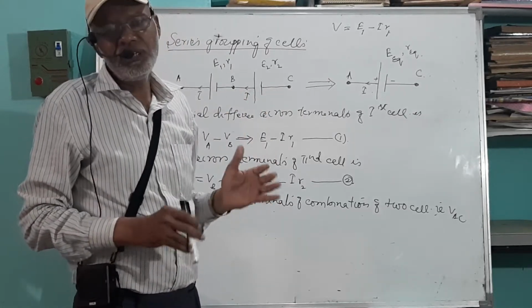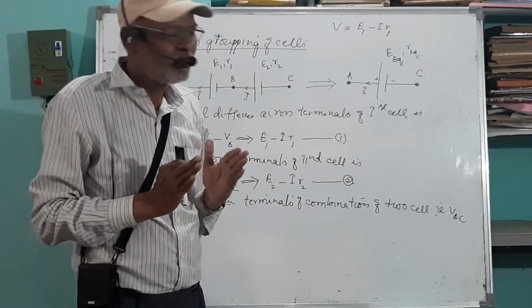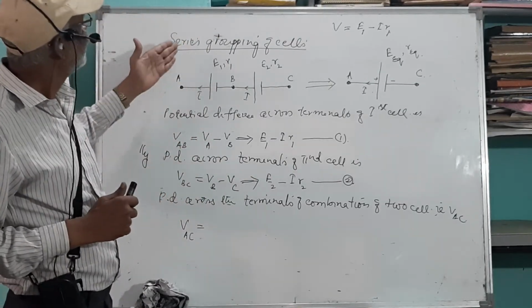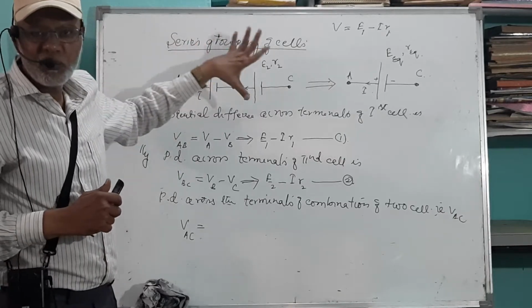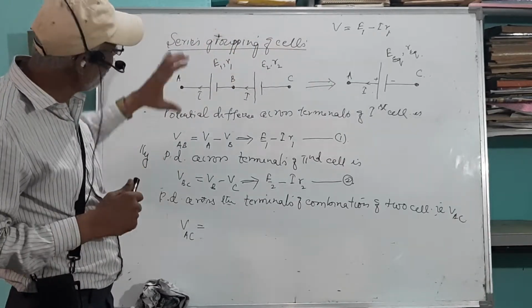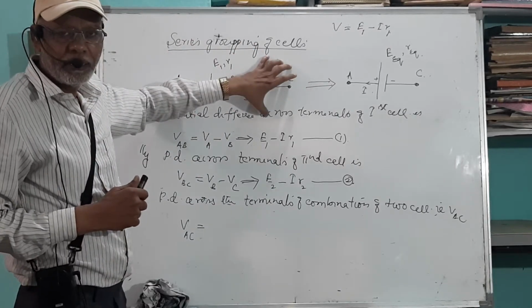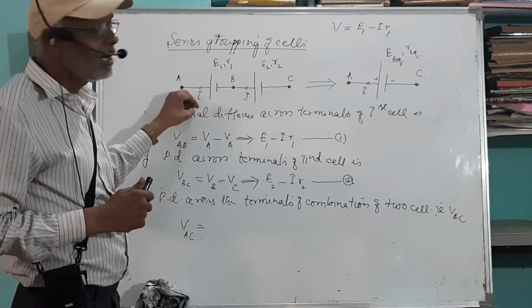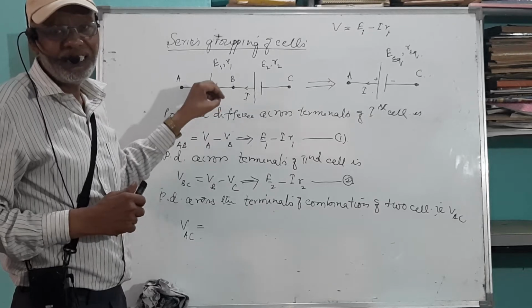With this intention, we are grouping the cells into two types. So now I would like to discuss the series grouping of cells. As I said, what is the series grouping of cells? Now, what is the purpose behind this theory? The purpose behind this theory is to obtain the equivalent EMF of the cells.